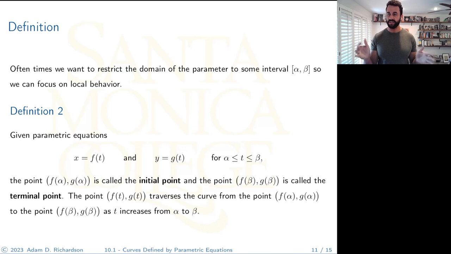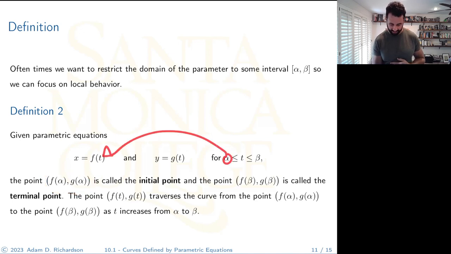Now, when you have this restriction, you can talk about the beginning and the end of the curve. So at the beginning, we call that the initial point. So when t is equal to alpha, we get the initial point of the curve. And that point is given by these coordinates right there. So we're just taking alpha and plugging it into f, and taking alpha, plugging it into g. And so the initial point is f of alpha, g of alpha. That's where the curve starts, right? Now do the same thing for beta, and you'll get the terminal point. So the terminal point is where the curve stops, right? And that point is f of beta, g of beta.